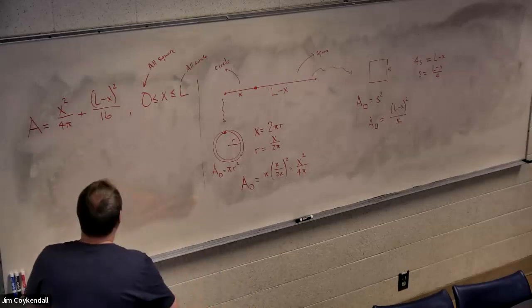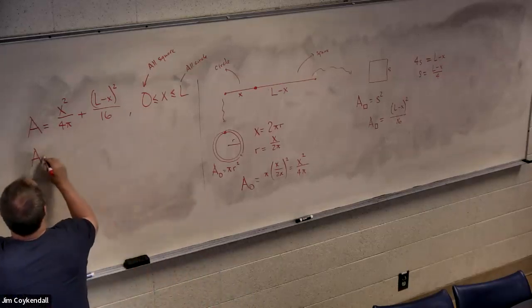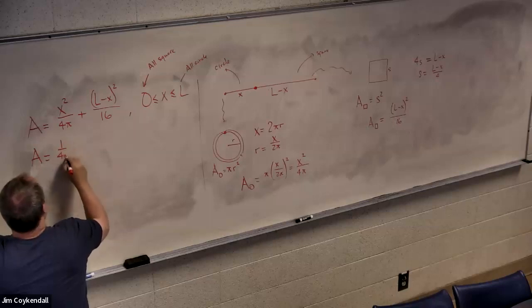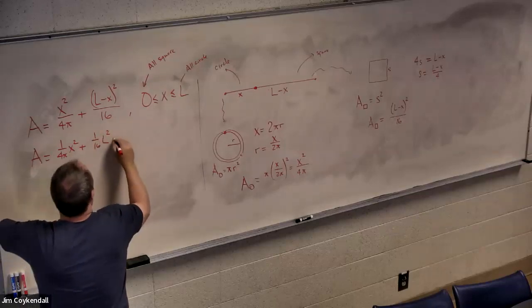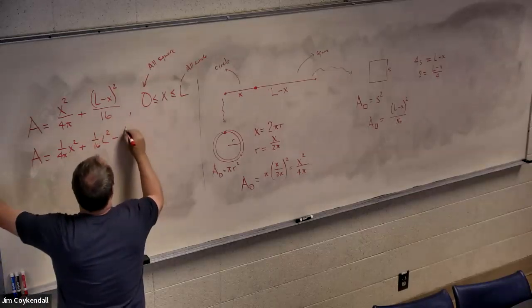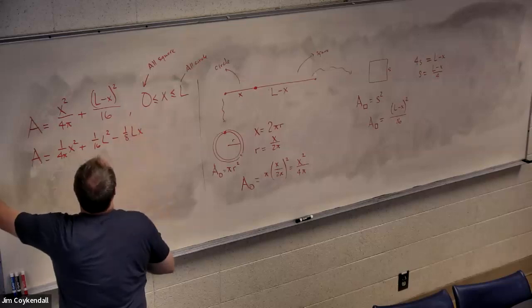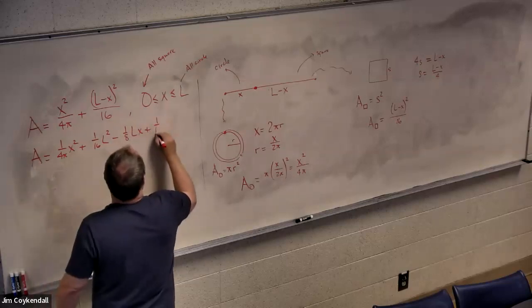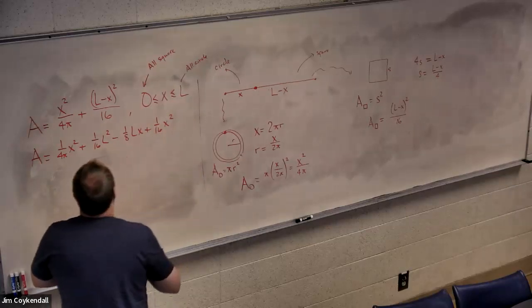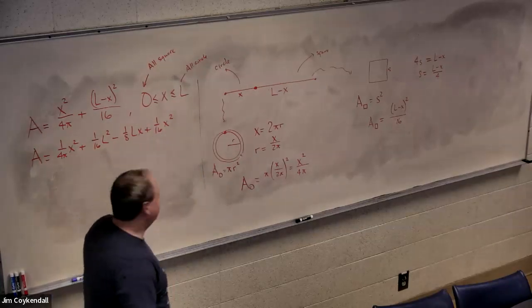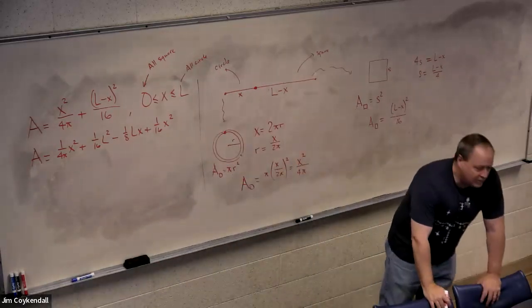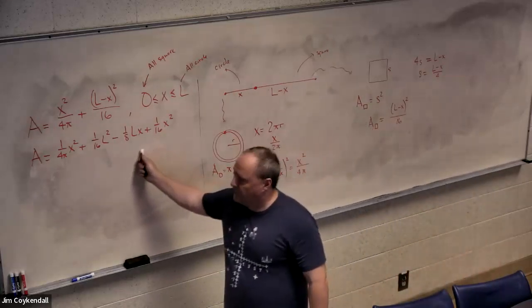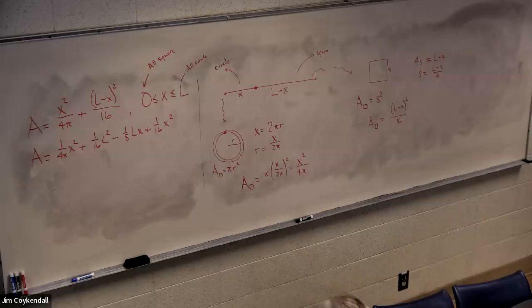Let me take this one step further. 1 over 4 pi times x squared, plus 1/16 L squared, minus 1/8 LX, plus 1/16 x squared. Now I know that looks like alphabet soup. It's terrible. There are lots of letters there. The only variable is x. Describe to me what this function will look like were I to graph it. Can you give me a general description?